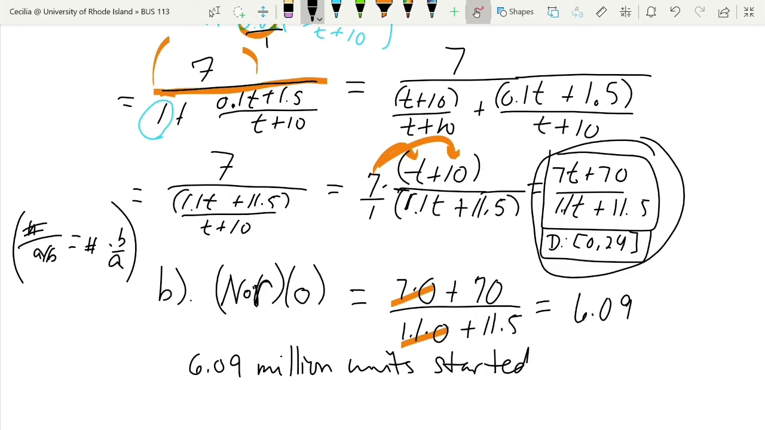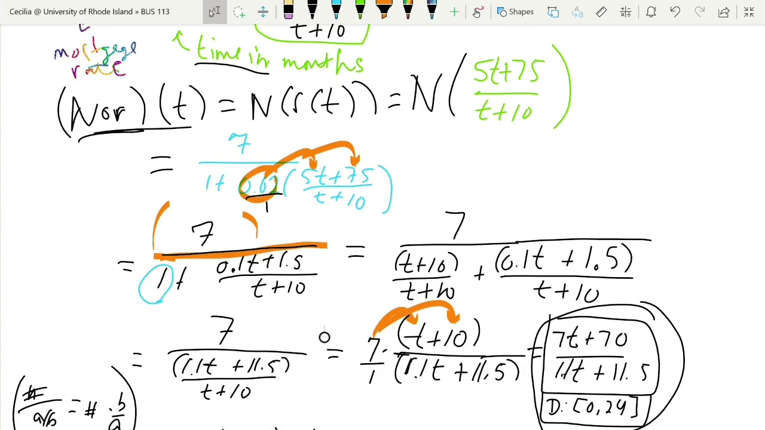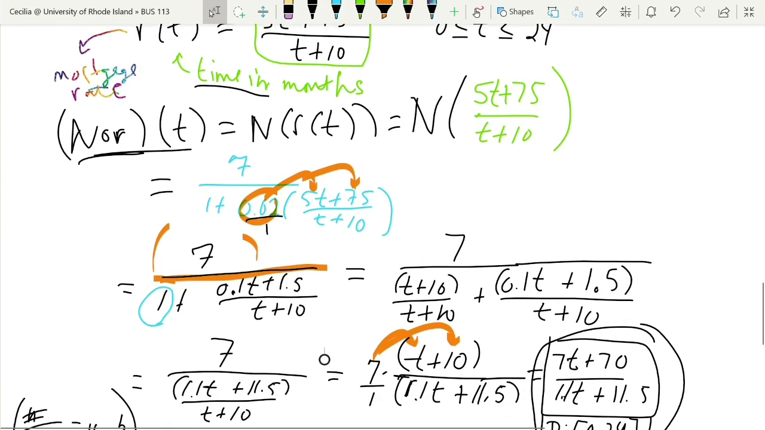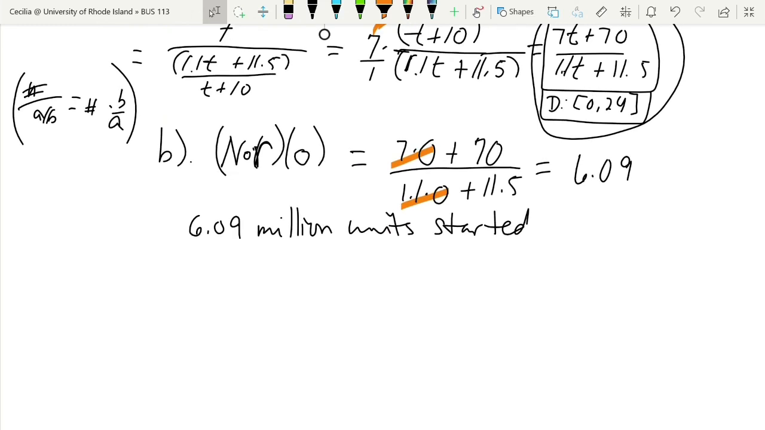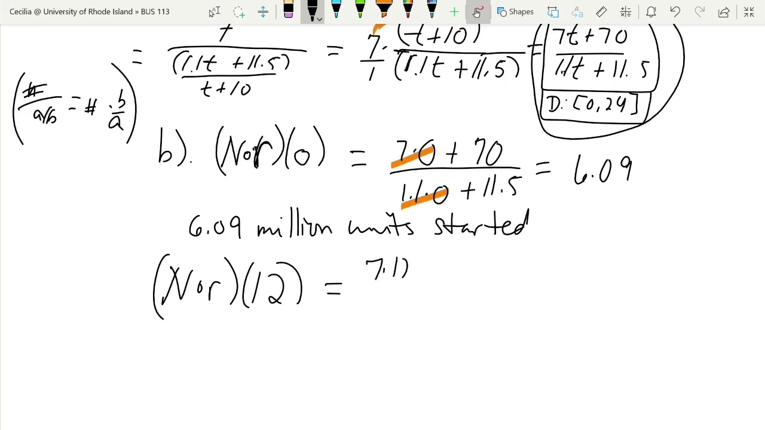Then we want to know, what about in 12 months from now? According to this mortgage function and this function for the number of units based on that mortgage function, where would we be in 12 months? So that is this function that's now converted to time, given out to 12 months, and we're just going to have to put that into our formula. So it's 7 times 12 plus 70 divided by 1.1 times 12, if you want to put parentheses, maybe that makes it cleaner, plus 11.5.